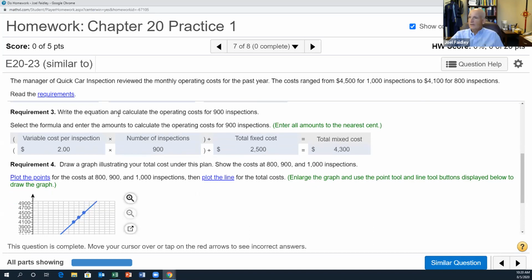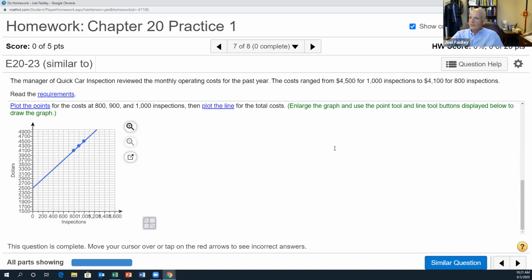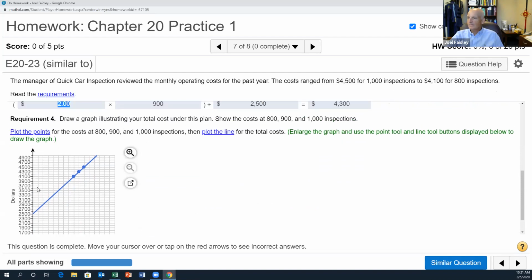All right, so then they want you to write the equation and calculate the operating cost for 900 inspections. So $2 variable times 900 plus 2,500 says the total mixed cost is 4,300. And then they want you actually to plot this on the line. This is what I was referring to a minute ago in that question when it asked what happens when the total cost line intersects the x-axis. That's the level of fixed cost. See, 2,500, that's my fixed cost.